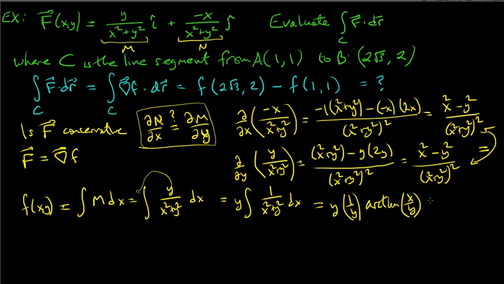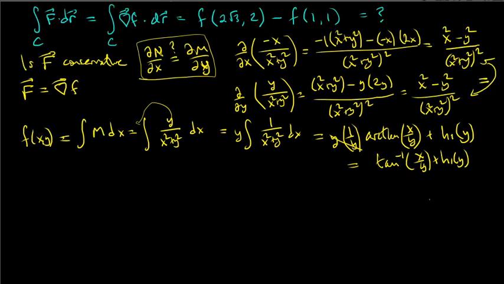Plus c, except c here is a function, say h1 of y. Oh, and these y's cancel, right? So I think we just get arctangent, I'll say inverse tangent of x over y, plus some arbitrary function of y. And when we do the other integral, we should see what that function is.